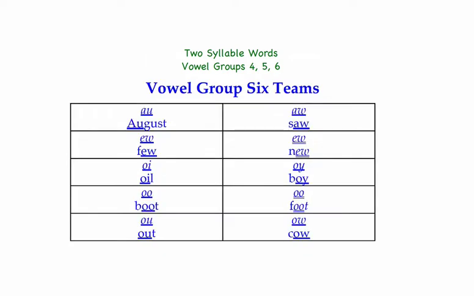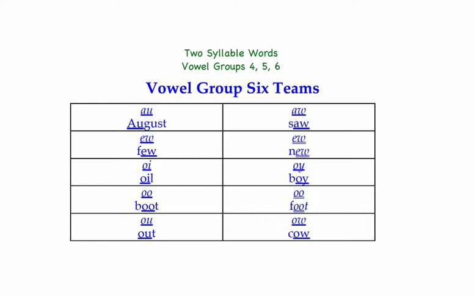Vowel group 6 is when 2 vowels join together and the first vowel does not say its name. AU and AW represent the same sound, aw. EW can represent one of 2 sounds. U as in few, where you would underline at one time. EW also has a second sound, oo, as in new. When EW represents the sound oo, double underline EW.